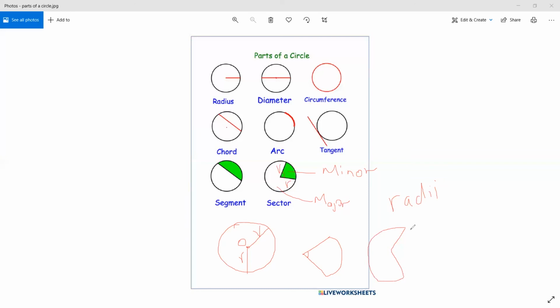Now, if you take two radii from the center to the circumference and split that circle into those shapes, we call them sectors. Okay, guys, we'll proceed with the circle theorems in the next video.